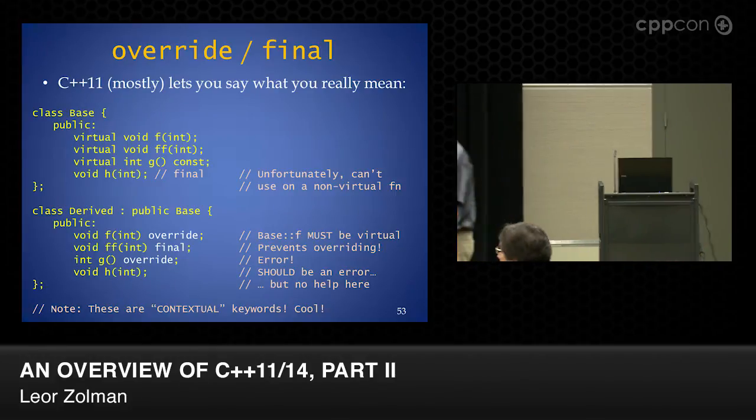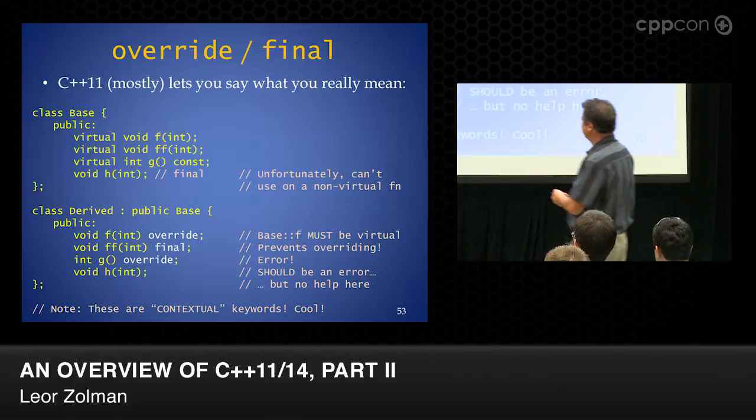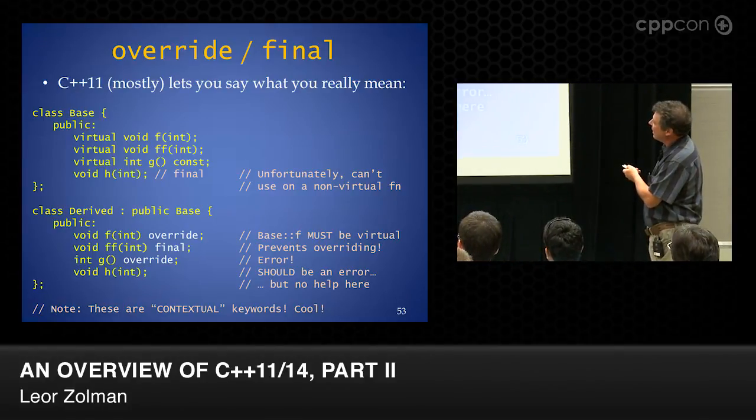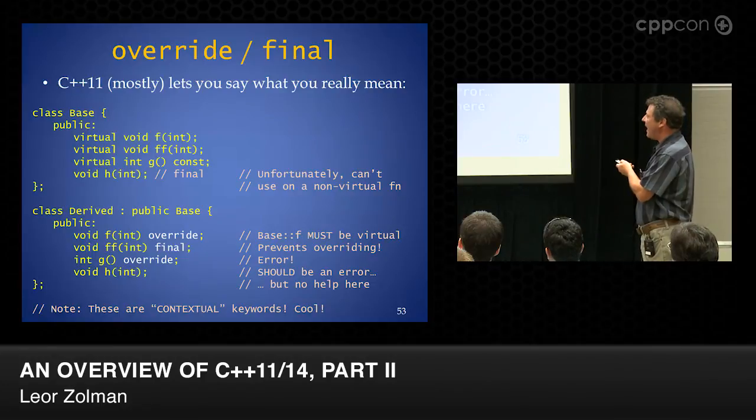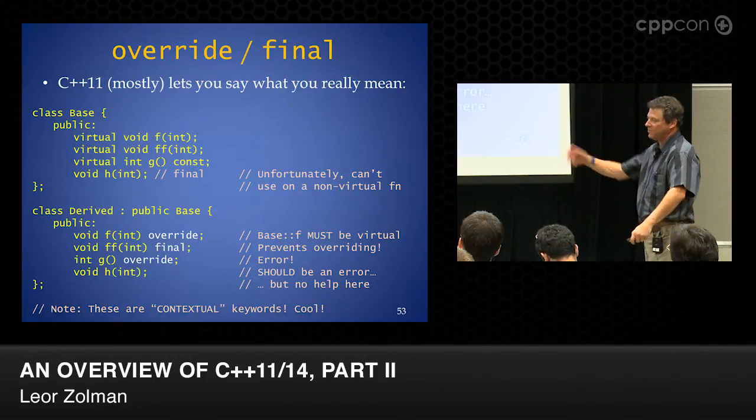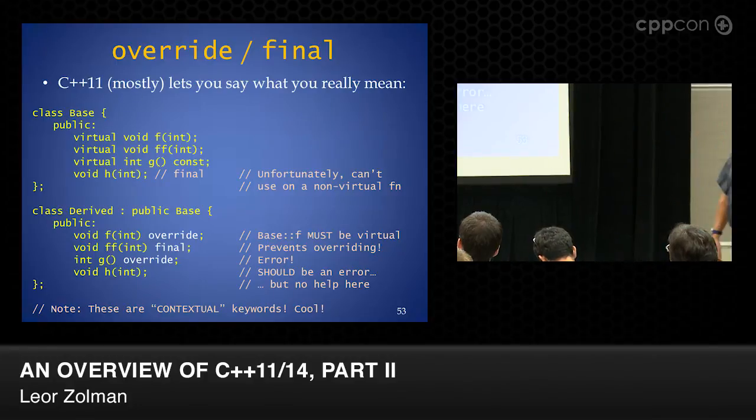Question? So why does G error? Why is this G an error? Because up here it's a const member function, so that's part of its signature. And so this is not an override of that. It would have to have a const here, or this one would not have to have a const. Then it would be an override. The constness is part of the signature, just like the parameter types. OK.